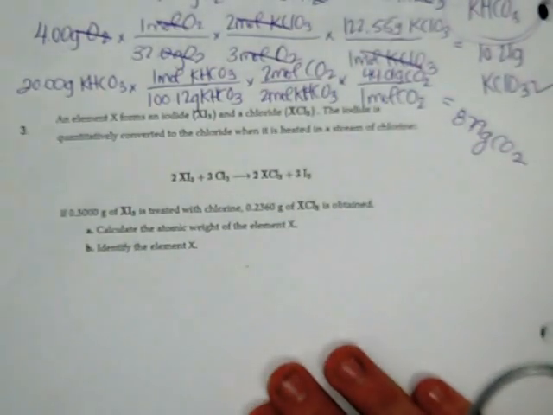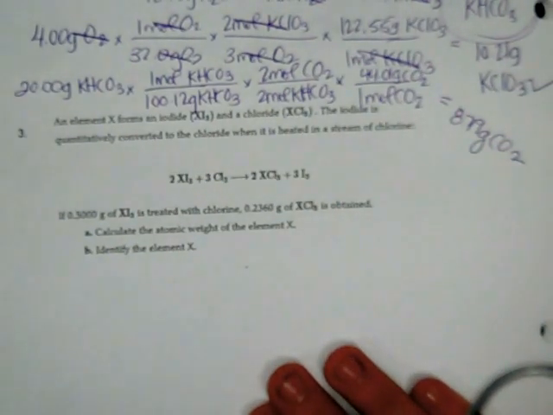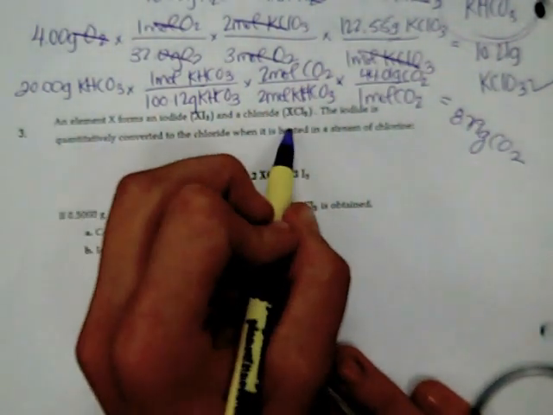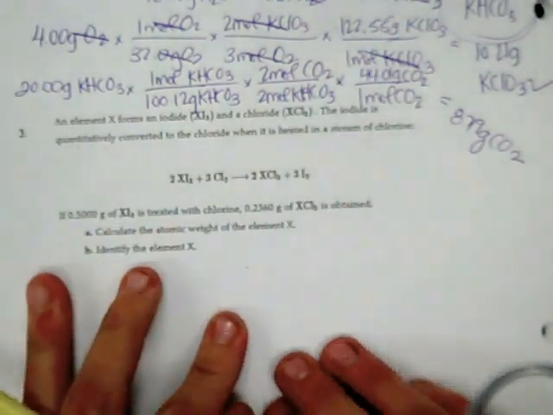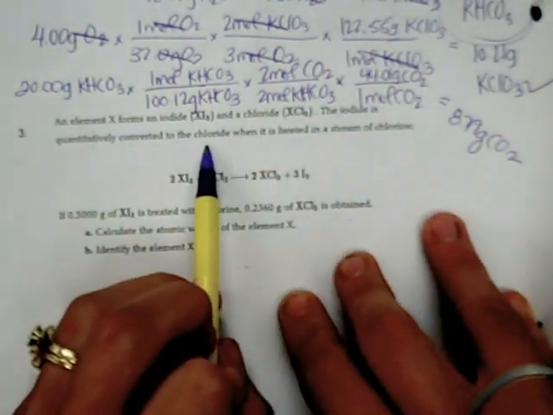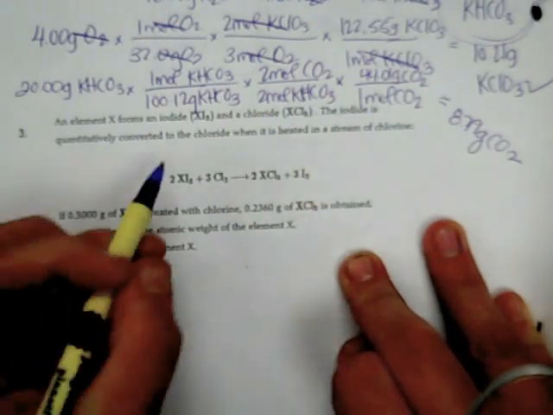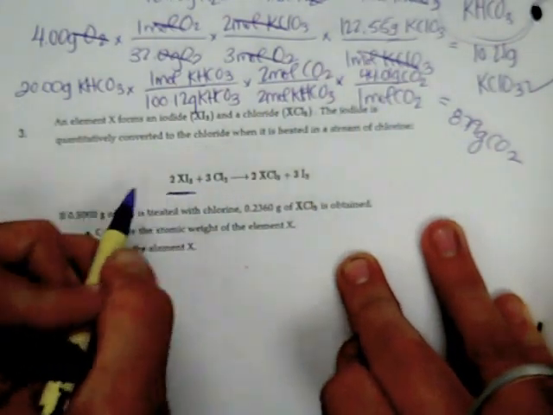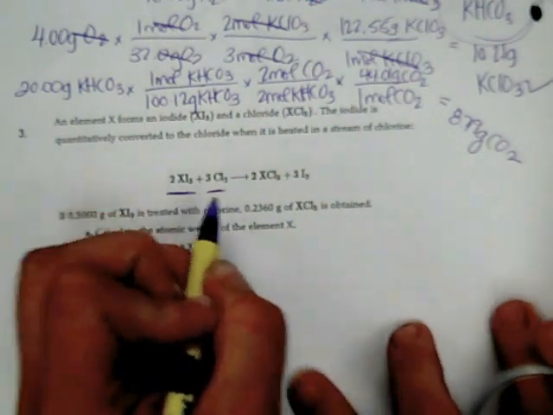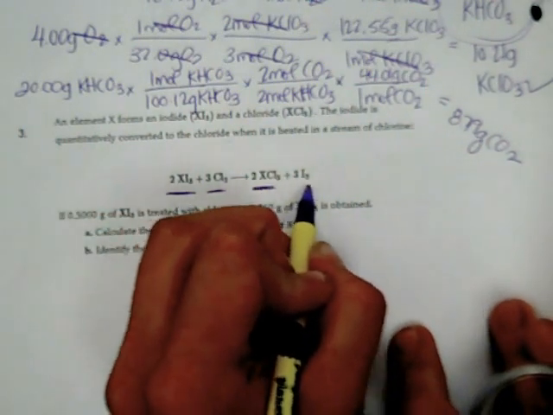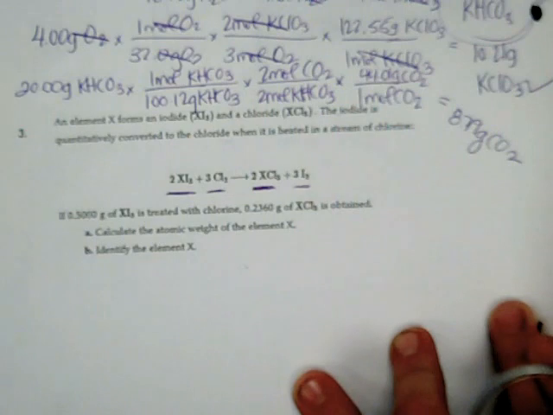Okay, the next problem I'm going to solve is with this unknown compound here. It says that we have an element X that forms an iodide and a chloride. The iodide is quantitatively converted to the chloride when it is heated in a stream of chlorine. So we have this metal iodide with chlorine making this metal chloride with leftover iodine gas.